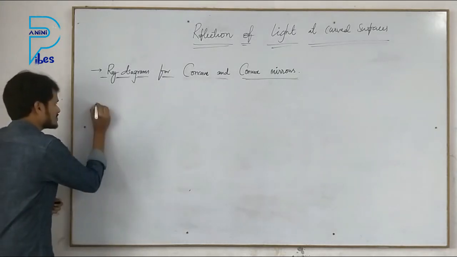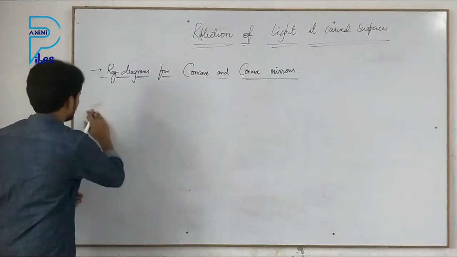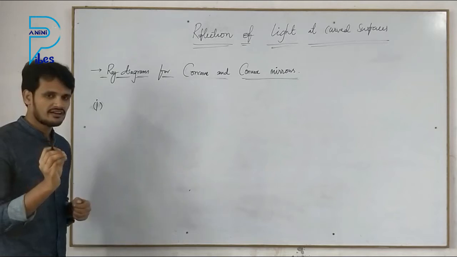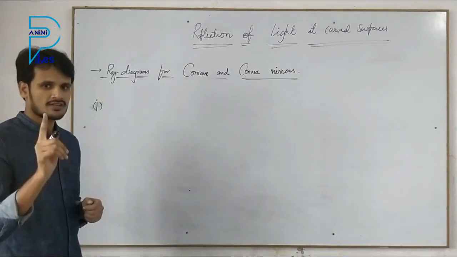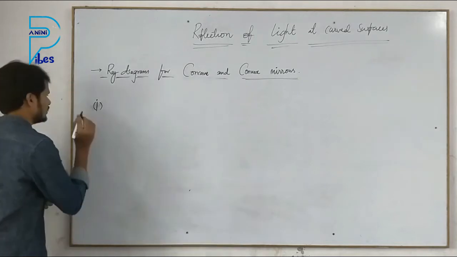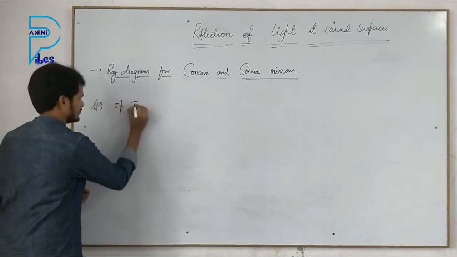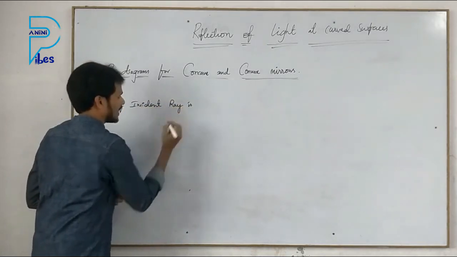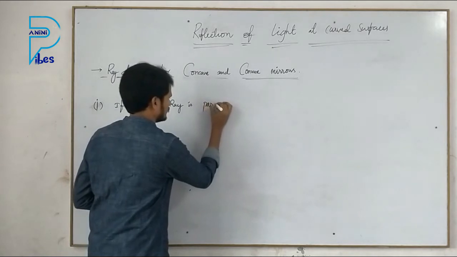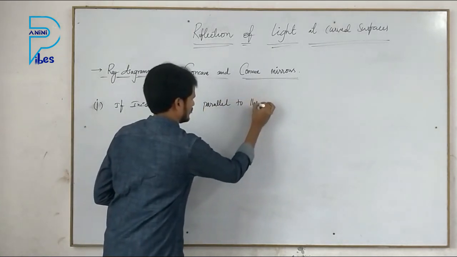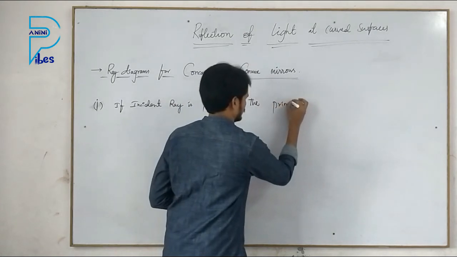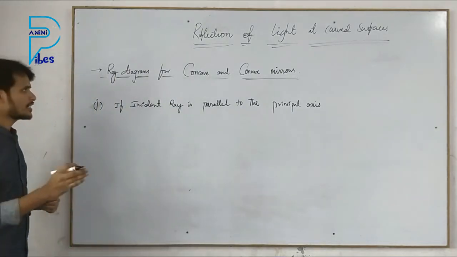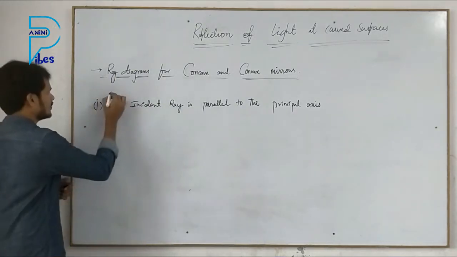The first thing is, if the incident ray is parallel to the principal axis. So the first case is the incident ray is parallel to the principal axis. So this is the first case for ray diagrams for a concave mirror.